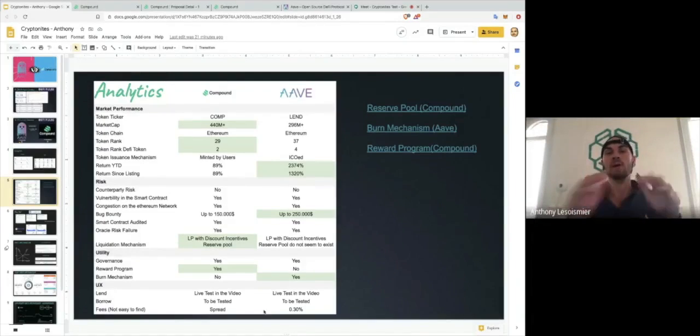In terms of token rank, they are quite similar, but still Compound, because of the market cap, is higher in terms of rank.